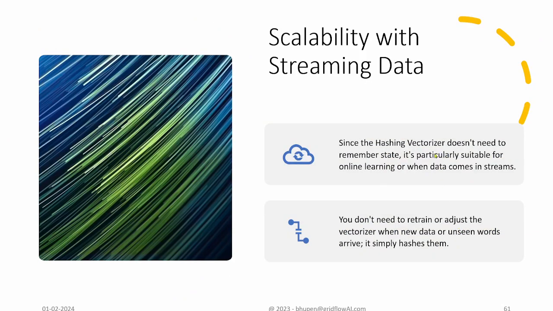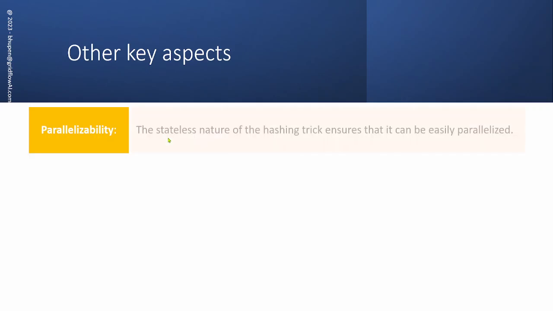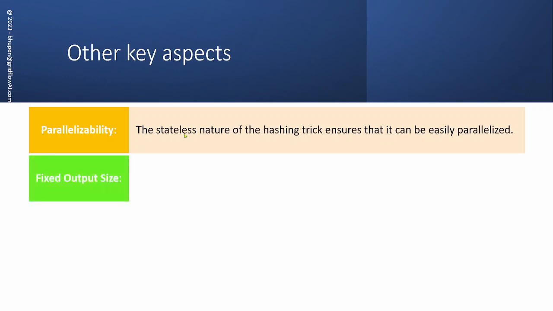Now, with the hashing vectorizer, since it is stateless, that means it doesn't remember the state. It is particularly useful for online modeling, let's say online machine learning model. You don't need to retrain or adjust the vectorizer when the new data comes in. This is very, very important and a key point with hashing vectorizer. Some other aspects, you can achieve parallelizability with the hashing vectorizer because this is stateless. So what is the meaning of stateless? We'll talk about it when we discuss how the hashing vectorizers are trained.